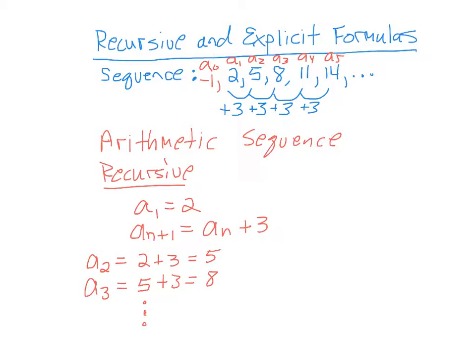That's why we need a starting point, because we need to know where we're going to begin so that we can generate the sequence. You can obviously see the problem with this when we're trying to find something like a sub 100. Well, if I only start at 1, that's going to take me a while to keep adding 3 until I get to a sub 100. And that's where the explicit formula really shines, because it allows me to find a sub 100 directly. So let's take a look at the explicit formula.